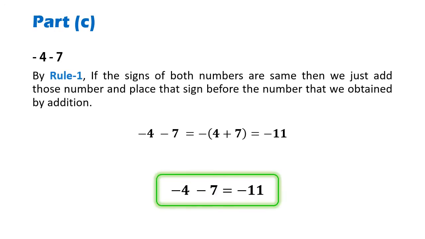Part C, -4 - 7. By Rule 1, if the signs of both numbers are same, then we just add those numbers and place that sign before the number that we obtained by addition. So, -4 - 7 = -11.